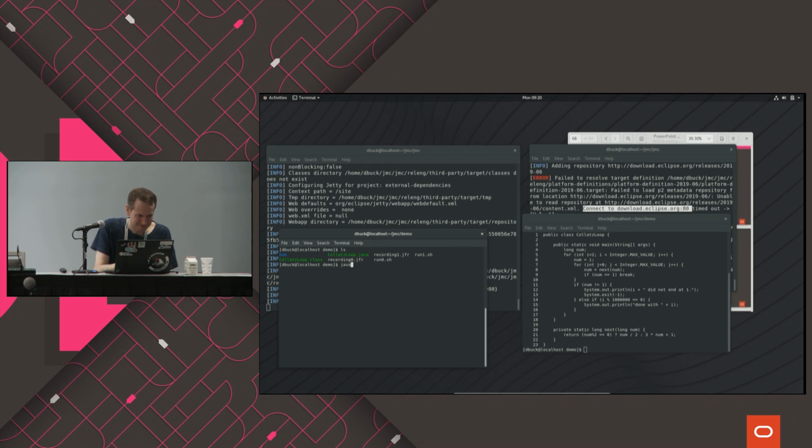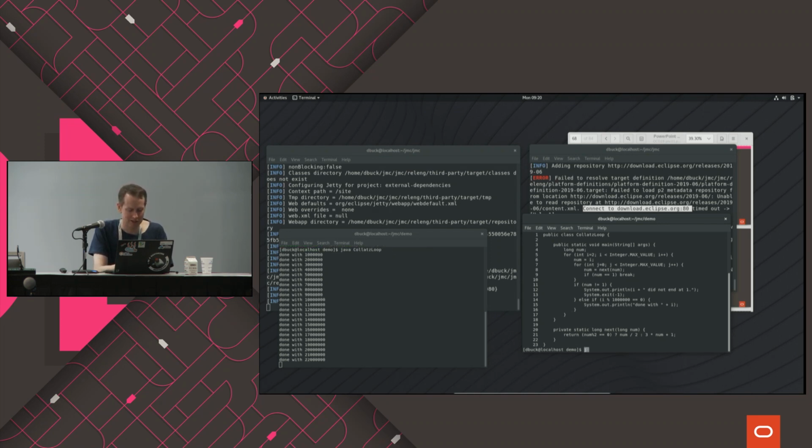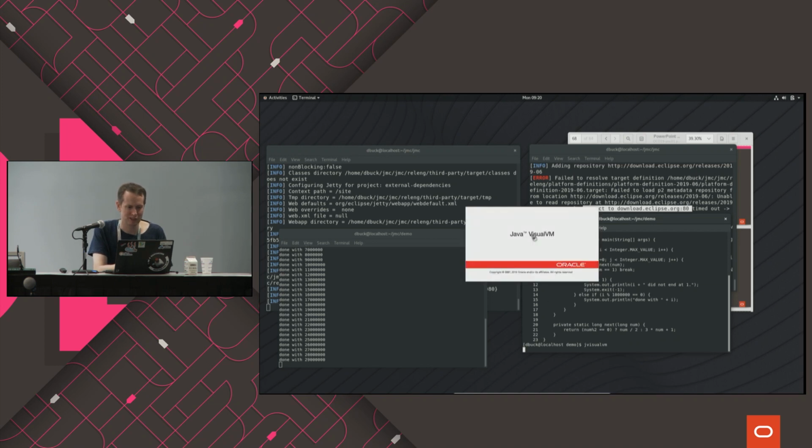Okay, so I'm running Java 8 here, and I've got the loop going. Let's ask ourselves how a traditional sampling-based profiler would handle it. So I'm going to use VisualVM. This will take just a little bit of time.